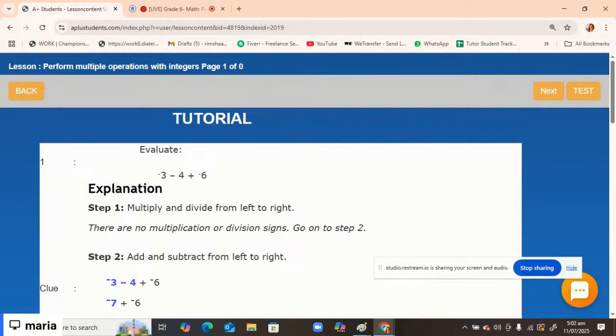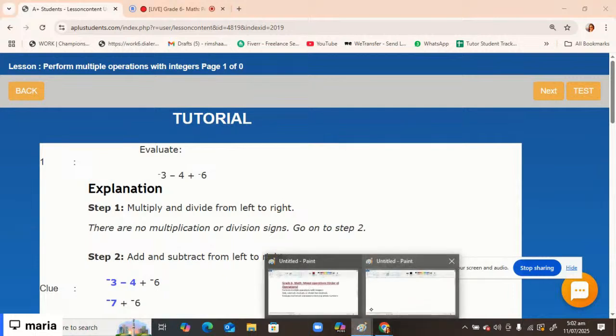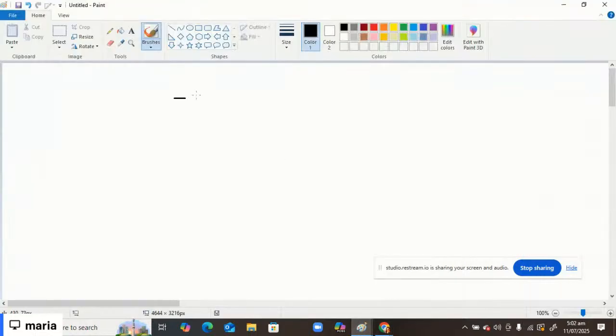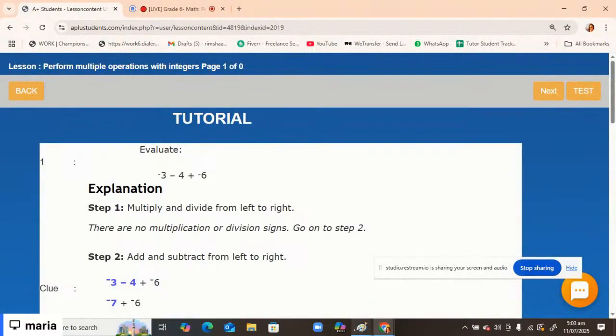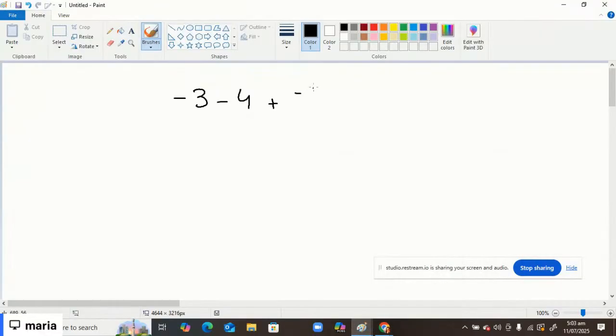So minus 3 minus 4 plus into minus 6. First we resolve these two signs. Let me tell you, if there are two negative signs in integers, it becomes positive, so we add the numbers.